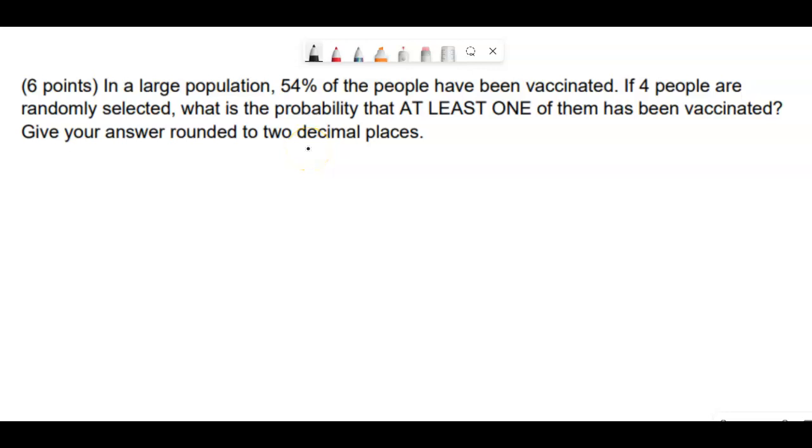In a large population, 54% of the people have been vaccinated. If 4 people are randomly selected, what is the probability that at least one of them has been vaccinated? Give your answer rounded to 2 decimal places.